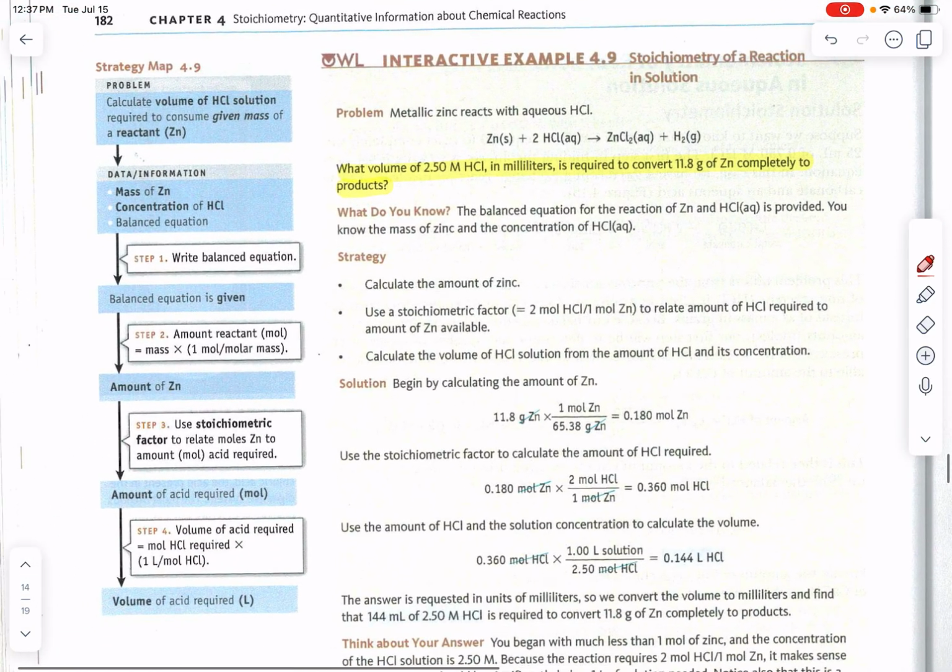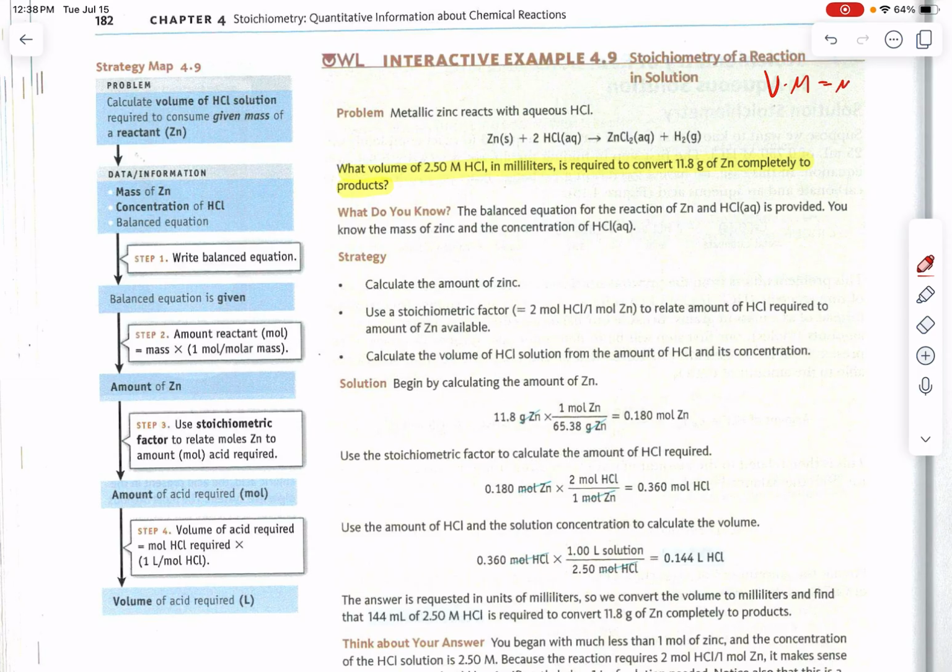And I don't find that necessarily worth memorizing, because if you just let the dimensional analysis do your work for you, and remember that VM is a way of expressing the number of moles of a solution, remember, volume times molarity equals moles, you should be good to go.